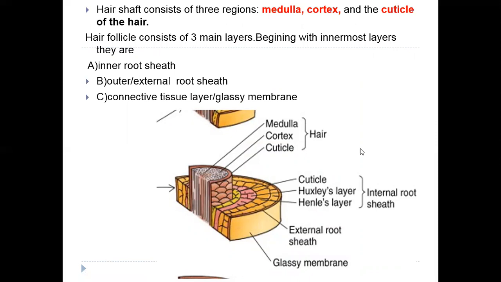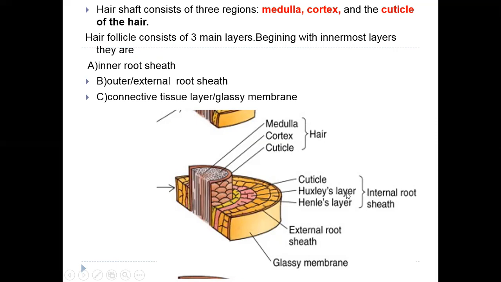Now coming to the structure of hair follicle, which is seen at the bottom of the hair, consists of three parts: inner root sheath, outer root sheath, and a connective tissue layer or glassy membrane. Now this is hair shaft, this is hair follicle.